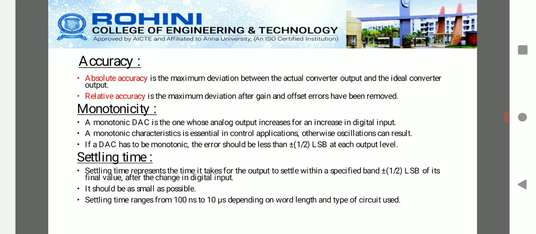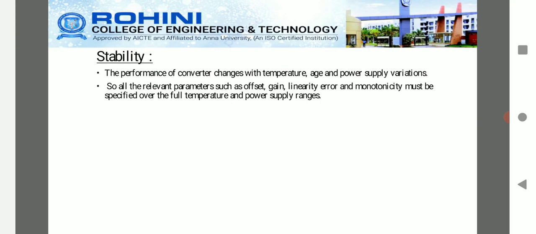A monotonic digital to analog converter is one whose analog output increases for an increase in the digital input. It is essential for control applications, otherwise oscillations can result in various variations. For the converter to be monotonic, the error should be less than plus or minus 1/2 LSB at every level. The settling time represents the time it takes for the output to settle within a specified band, and it should be as small as possible. It ranges from 100 nanoseconds to 10 microseconds.